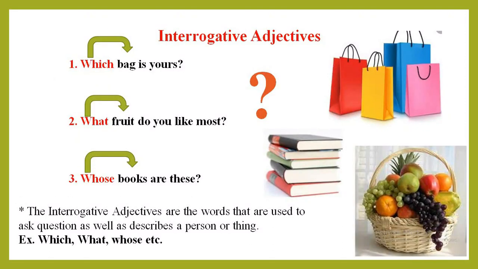Now we will learn about interrogative adjectives. Observe the words which, what, and whose given in the examples. These make a query about bag, fruit, and books. These are interrogative adjectives. Thus, interrogative adjectives are the words that are used to ask a question as well as describe a person or a thing. Example: which, what, whose, etc.